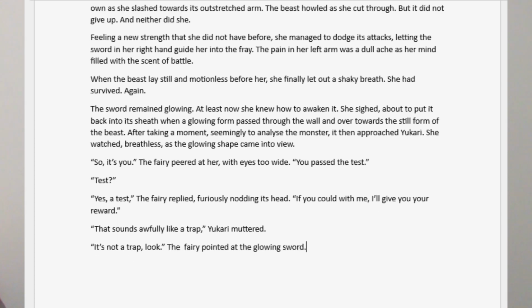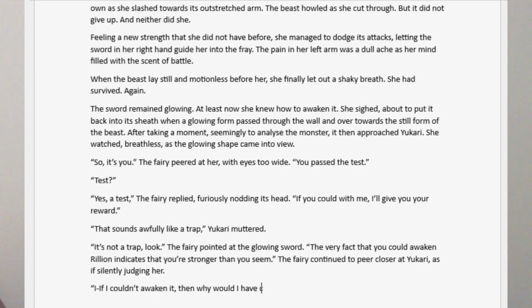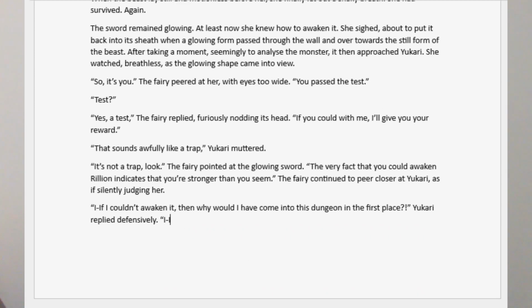The fairy pointed at the glowing sword. "The very fact you could awaken Rillian indicates that you're stronger than you seem." The fairy continued to peer closer at Yukari, as if silently judging her. "If I couldn't awaken it, then why would I have come into this dungeon in the first place?" Yukari replied defensively. "I just couldn't remember the right command before."